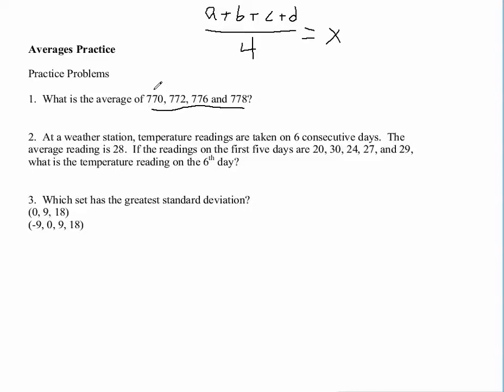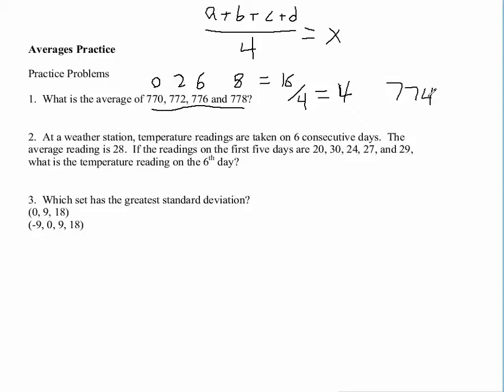It's going to be far easier to say, well, let's concentrate on what the deviation is from 770. Well, that's 0, that's plus 2, that's plus 6, and that's plus 8. If we sum those deviations, then we get a total of 16 divided by the 4 items in the set. And so the deviation from 770 is 4. So our average is 774.